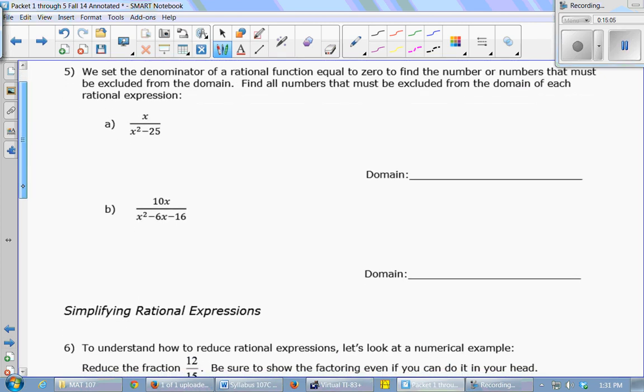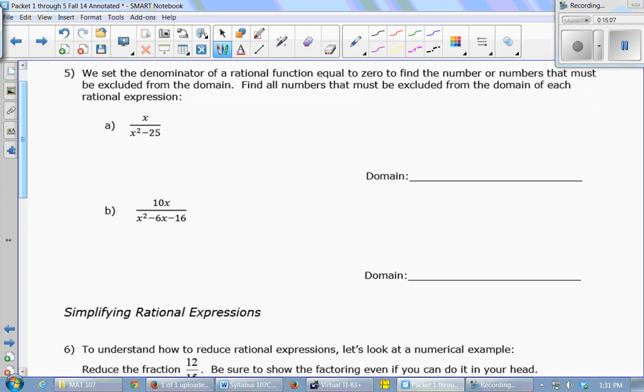Okay, so you set the denominator of a rational function equal to 0 to find out the numbers that must be excluded from the domain. You just have to find out what x values will make the denominator 0. So I'll do A with you, and then you can do B. So x over x squared minus 25. What values of x would make that denominator 0?